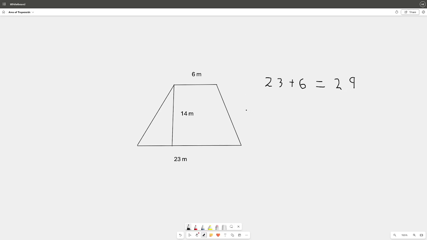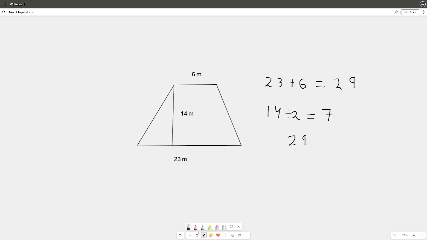Now what's the next step? Try to remember what the next step is. If you said you're going to divide the height by 2, that is correct. You're going to do 14 divided by 2. And what is that going to give you? That's going to give you 7. Okay, we're on the last step. What do we do next? It's kind of a difficult one because we do need to multiply. So let us multiply.